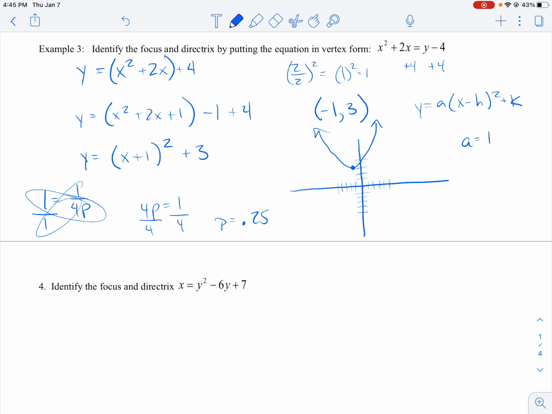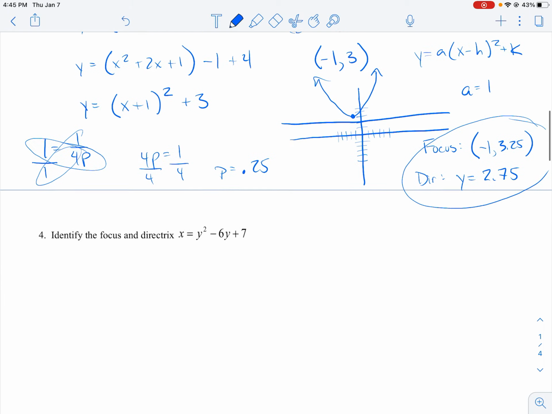That means our focus is just 0.25 units up from our vertex. So our focus is negative 1, comma 3.25, and then our directrix, which is just going to be a horizontal line underneath it, is going to be y is equal to, I'm going to go down 0.25 from the vertex, so y is equal to 2.75.